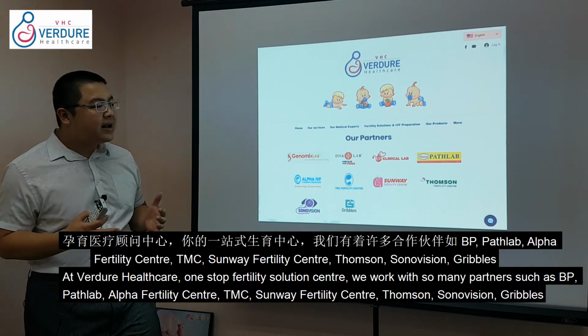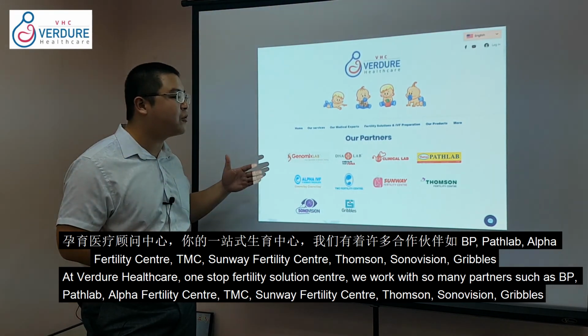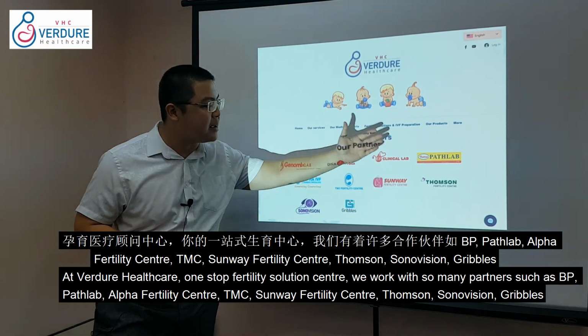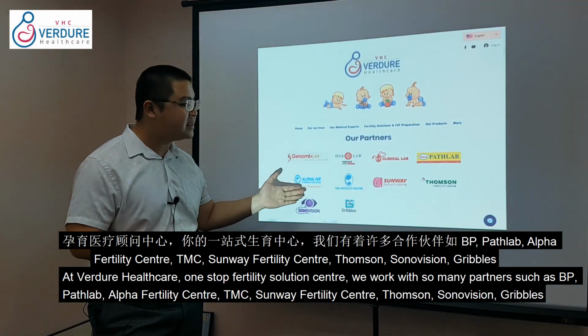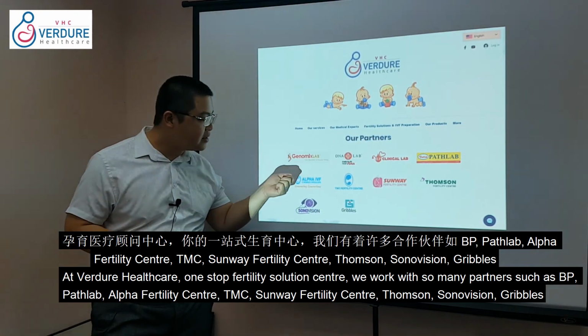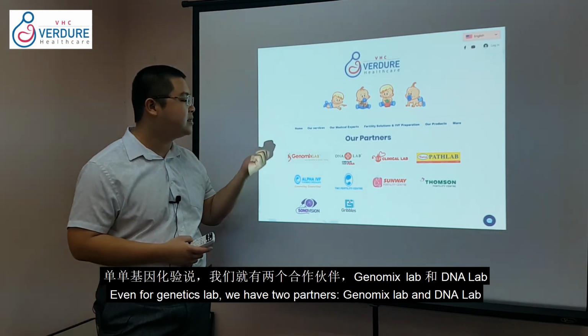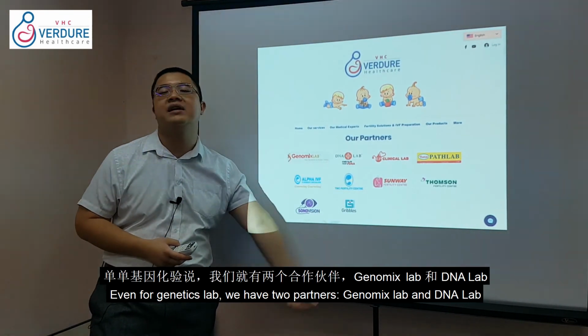Right, so at Verdure, we are a one-stop fertility solution center whereby we work with many partners such as BP Path Lab, Alpha Fertility Center, TMC, Sunway, Thompson, Sonovision, Gribbles, and even for genetics lab, we have 2 partners. One is Genomics Lab and one is DNA Lab.